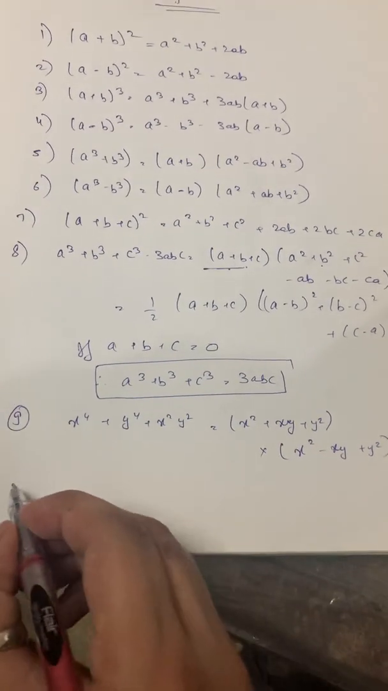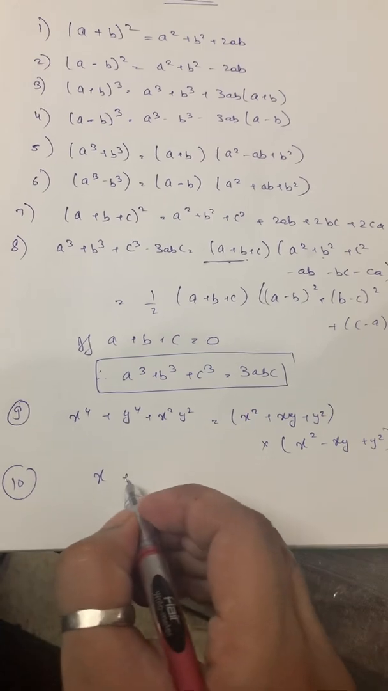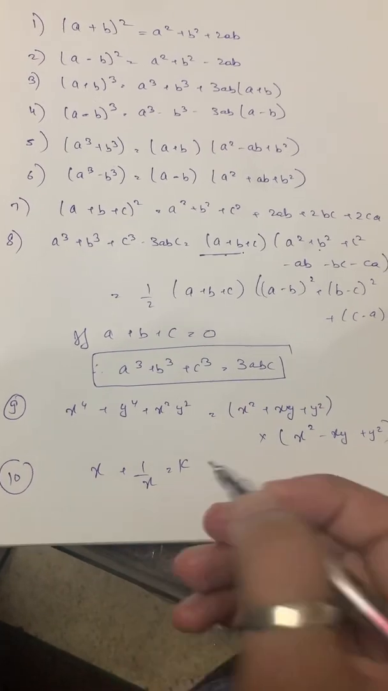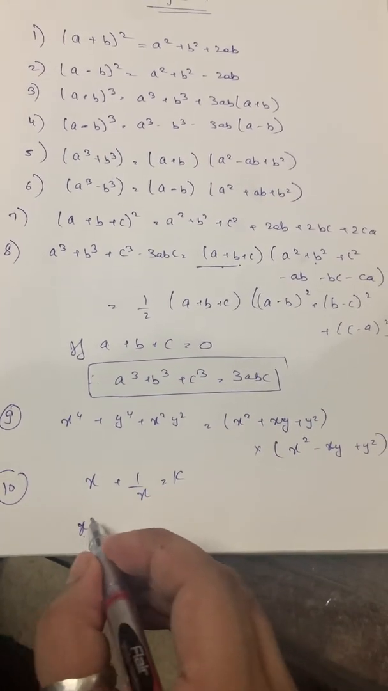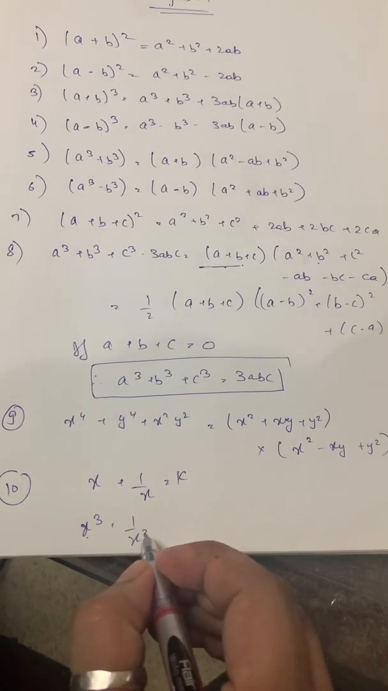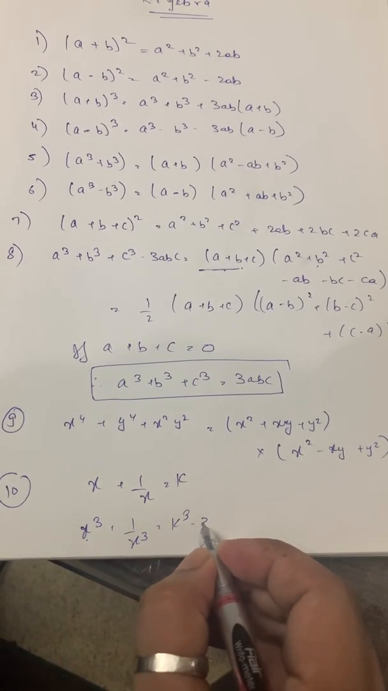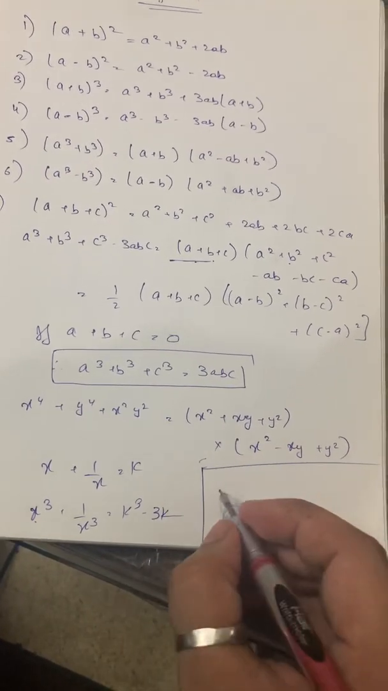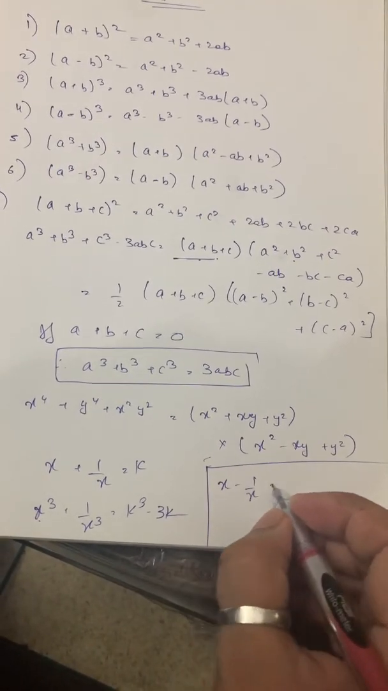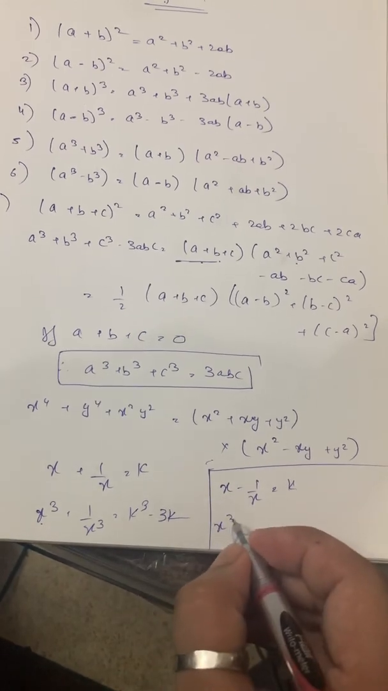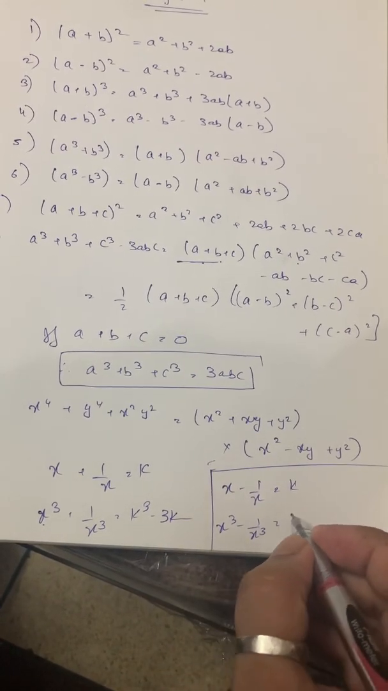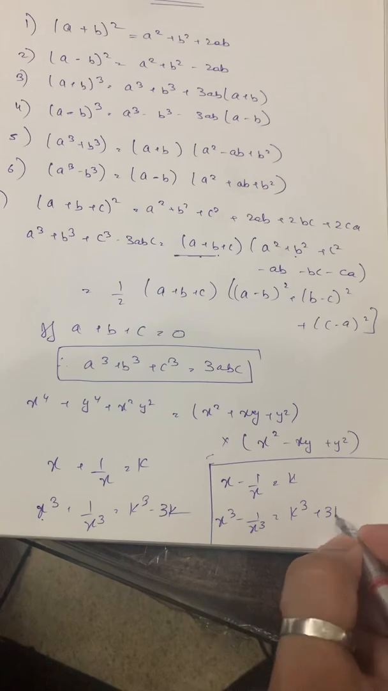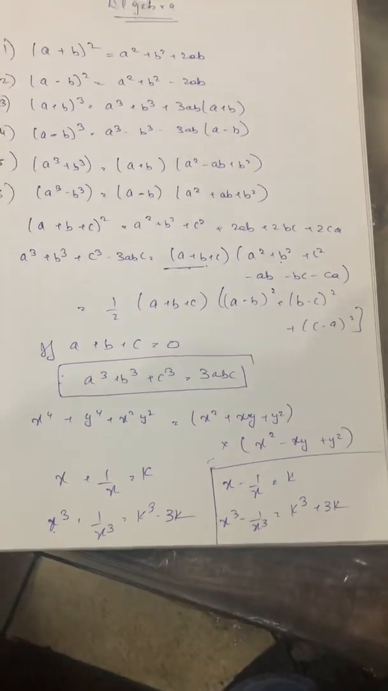The tenth, if you want to write: if x plus 1 by x equals k, this thing we will do later also, then x cube plus 1 by x cube is equal to k cube minus 3k. And if x minus 1 by x equals k, then x cube minus 1 by x cube will be equal to k cube plus 3k. So you all need to learn these identities, right?